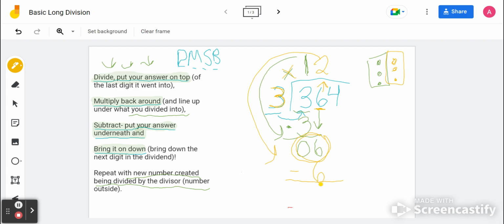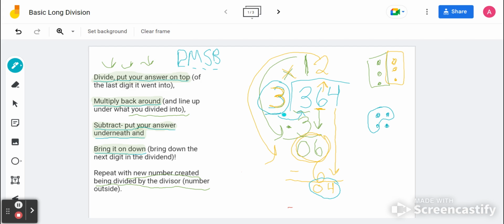So now our answer is 0 for this, and I'm going to bring down my next digit, if I have one, which is a 4. And now I have a new problem, so now I start it all over again. So my new number is 4, and I need to divide that by 3. So how many 3s are in 4? Well, there is 1 three in 4, but I know there's going to be a remainder, okay? And your remainder can never be more than your outside number. That means you did something wrong.